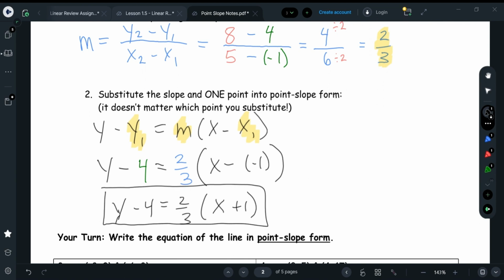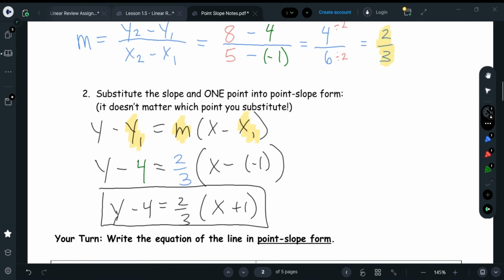There's our final answer. That's the equation of the line in point slope form. Okay, so you would be done here. What I want to show you, just so you can see this here, you see how it says here, it doesn't matter which point you use?